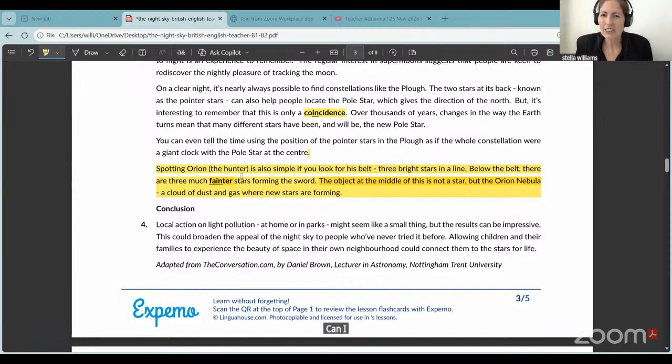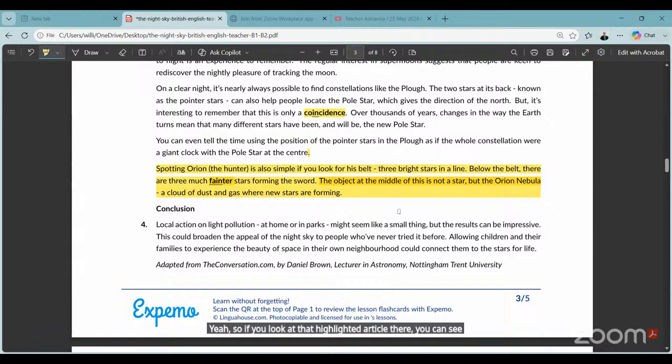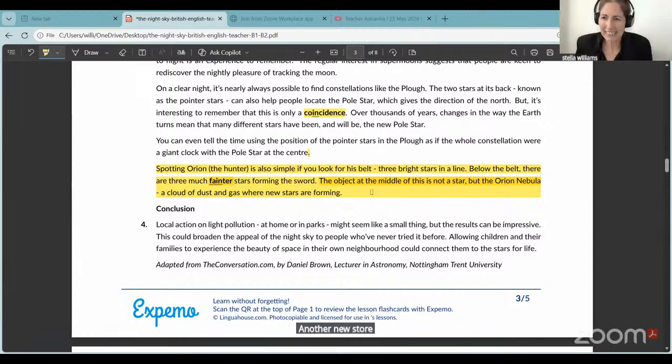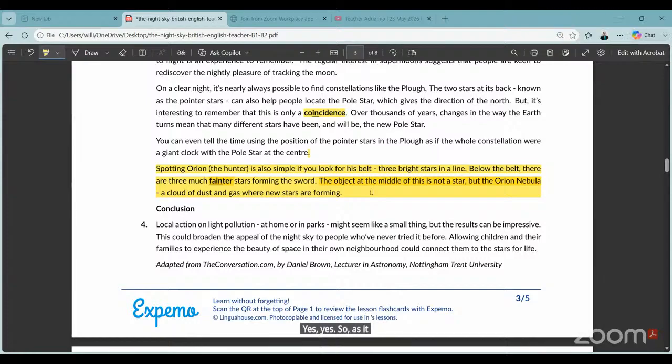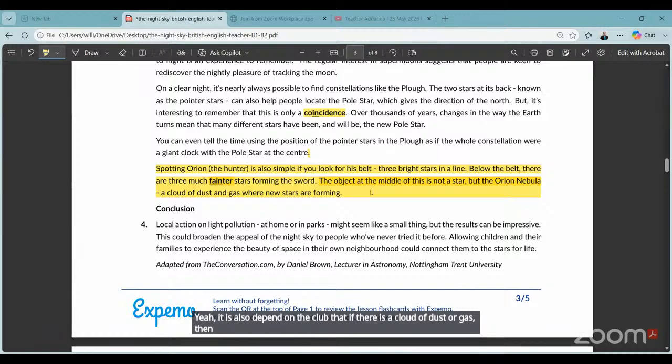If you look at that highlighted article, you can see there, after the bright stars in one line, it then shows another new star. Yes, as it shows the three stars in a row. It also depends on the cloud: if there is a cloud of dust or gas, then a new star is forming.